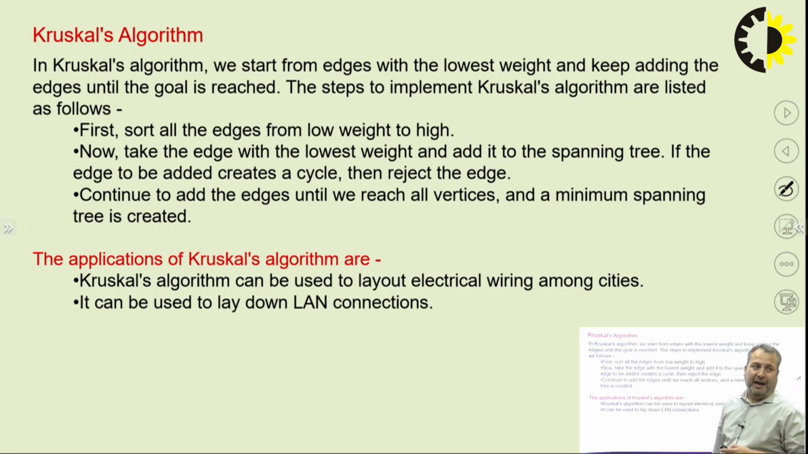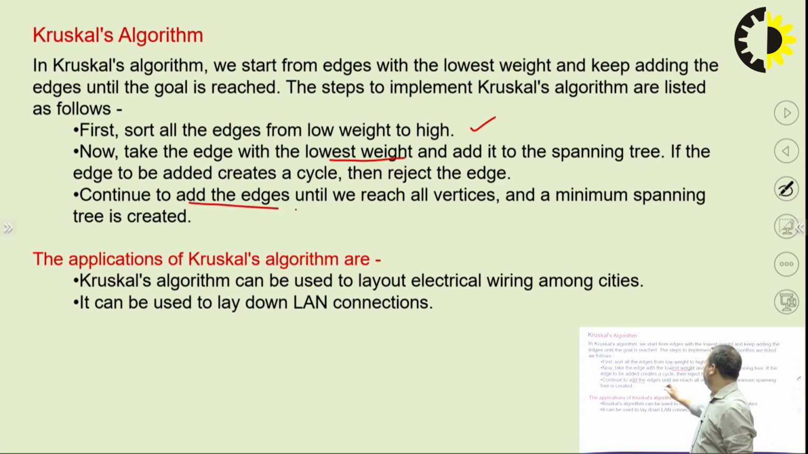Now take the edge with the lowest weight, because we are going to create the MST, and add it to the spanning tree. If the edge to be added creates a cycle, we will ignore it, just reject the edge.